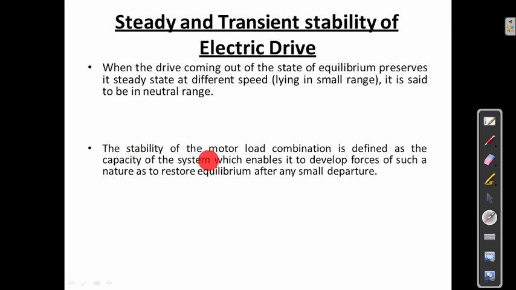Then the stability of the motor load combination is defined as the capacity of the system which enables it to develop the forces, such as the nature to restore the equilibrium after a small departure. Because if it is not previously in equilibrium, so here it restores the equilibrium after a small departure.